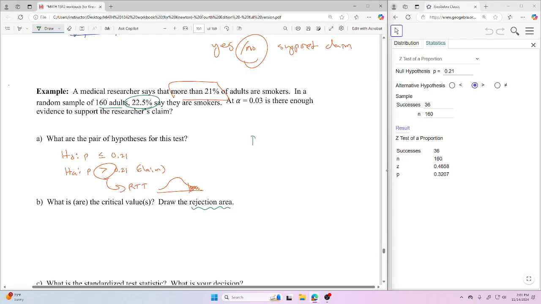Okay. So then we got a P. We got an alpha. My P was 0.3207. My alpha was 0.03. So P is greater than alpha. Fail to reject. Yep. Fail to reject H naught.